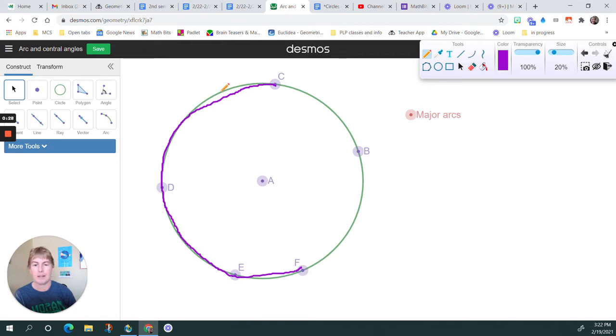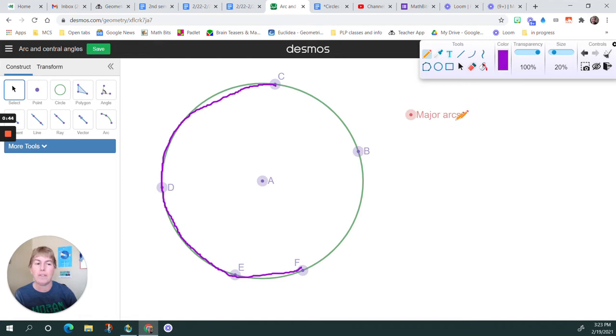There we go. Let's pretend I actually stuck to the circle there. Started at C and I went to F. Here's the problem. If I call that arc CF, people are going to cheat, because if I just said CF, people are going to go the short way, not the long way.